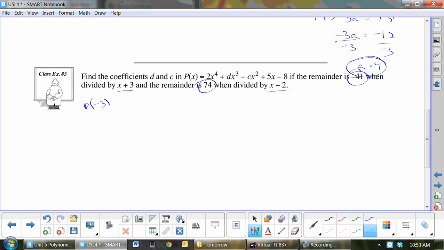Negative 3. Good. Would be 2 times negative 3 to the 4 plus d times negative 3 cubed minus c times negative 3 squared plus 5 times negative 3 minus 8. That equals negative 41. Now, when you get all those numbers together on the left, what do we get?